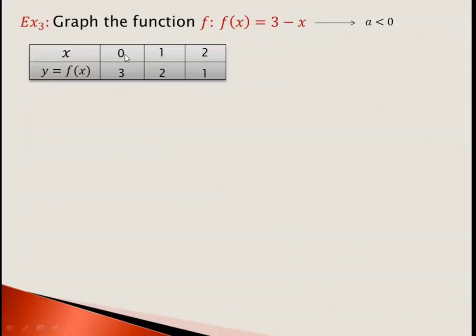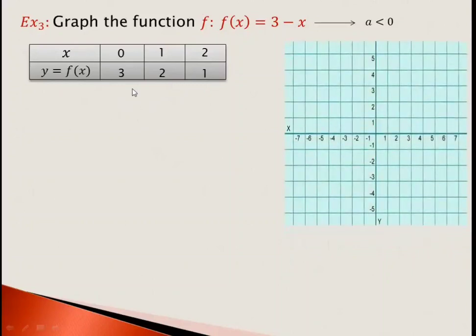To find the image of the element 0, we need to replace the letter x in the function rule by the number 0, and it's going to be 3 minus 0 equals 3. And to find the image of the element 1, we can replace the letter x in the function rule by the number 1, and it's going to be 3 minus 1 equals 2. So the image of 1 is 2. And to find the image of the element 2, we replace the letter x with the number 2. It's going to be 3 minus 2 equals 1. So the image of 2 is 1.